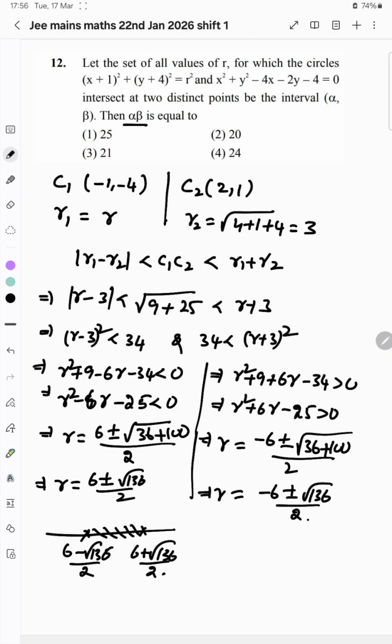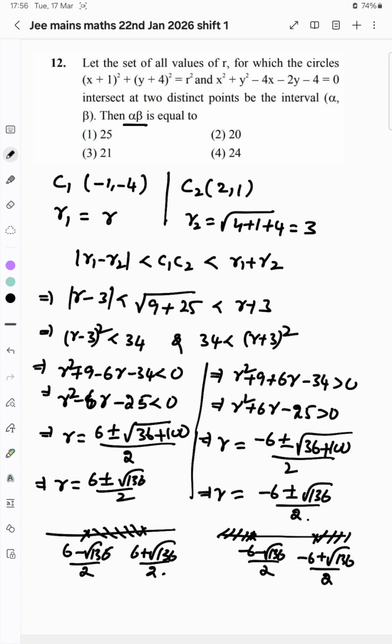Similarly, according to this condition, observe the roots: (-6 - root 136)/2 and (-6 + root 136)/2. Here the entire result must be positive. Positive means we should take values of r smaller than the smaller root or greater than the greater root. So here possibilities are there, and even here possibility is there. Okay, fine.